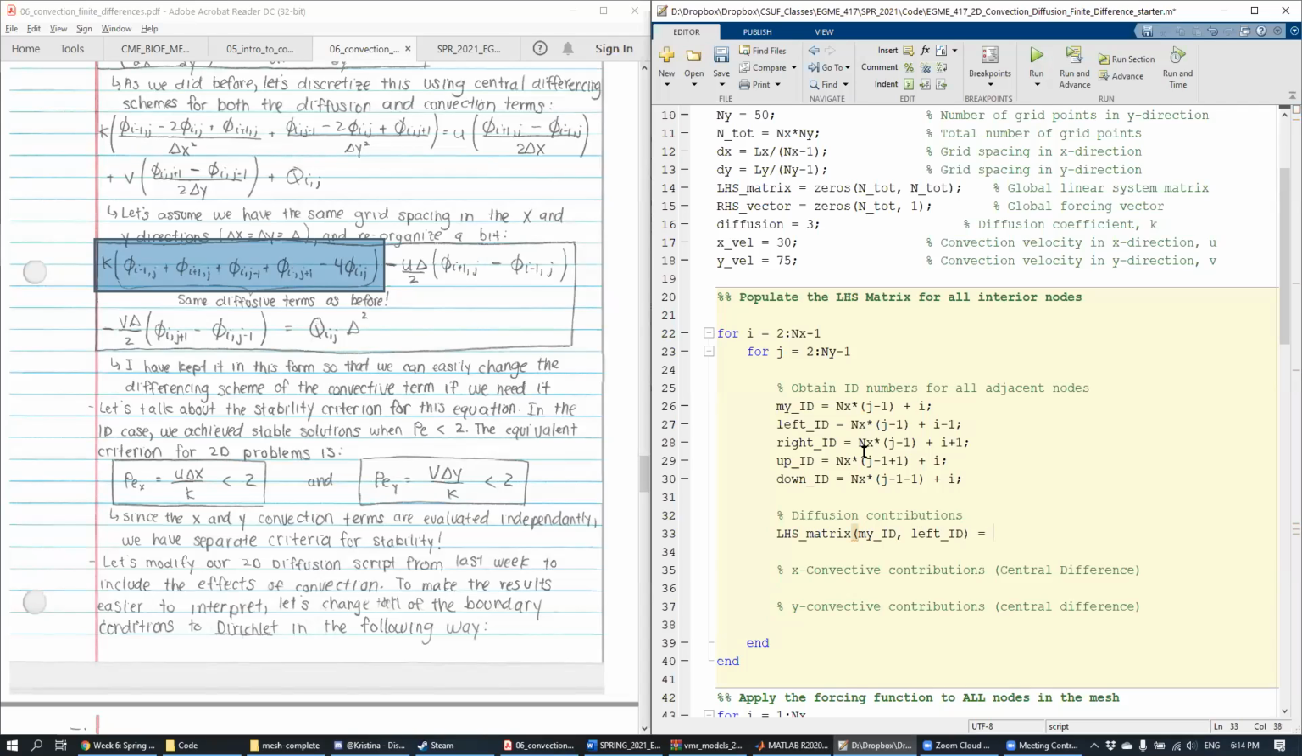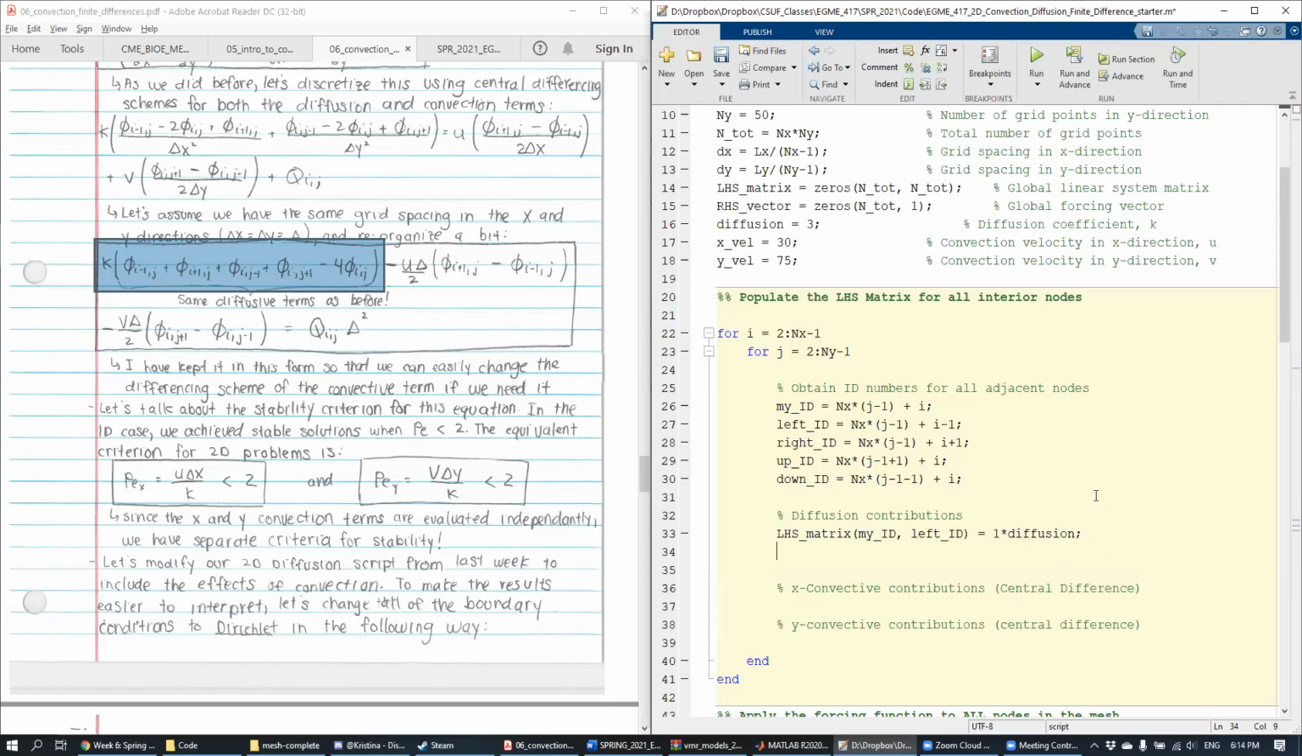And this is equal to, according to this equation right here, 1 times K. So it's going to be 1 times diffusion, because remember, this diffusion variable here is holding the value of our K coefficient here. And so that's why we have that.